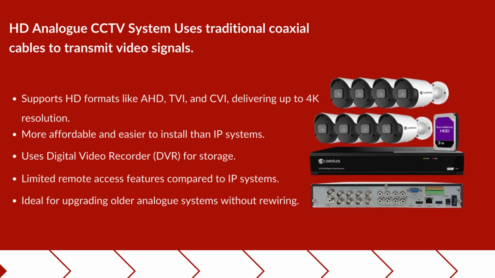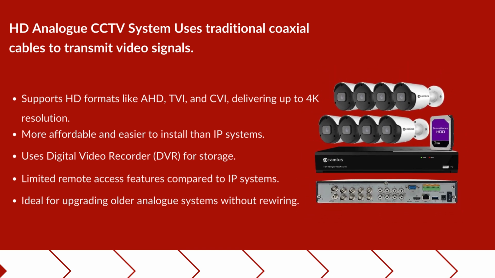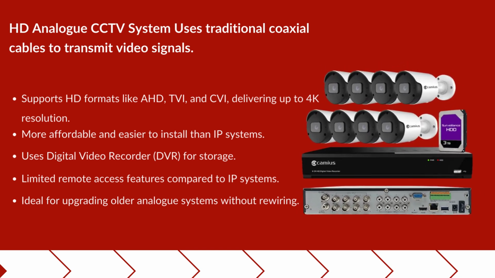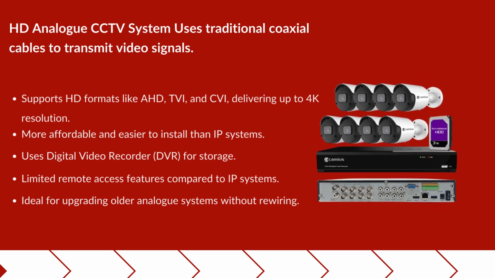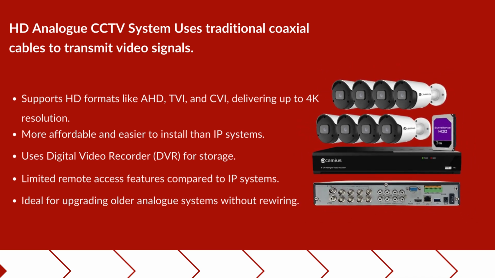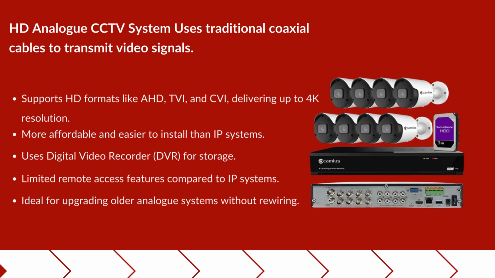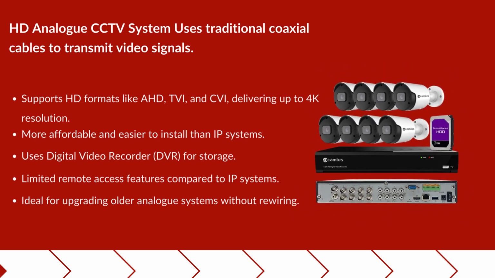Then you use a digital video recorder, which is a DVR. It can work with a DVR. It only works with a DVR. You can see the port of the DVR at the back. That's how it works. Unlike the IP camera that can work on your network, that you can link to your switch or to your router, but this one cannot. So it has limited remote access features compared to the IP system.